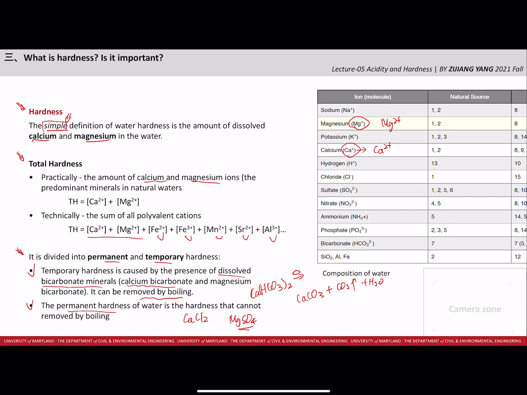So far, do you guys have any questions? Yes? I'm confused. How come the first equation you gave us can't be removed by boiling, and how come the second ones can? You mean this? Yeah, like why can't they be removed? Because they are more stable. We can say that the bicarbonate is relatively unstable. So when we heat this, it will be decomposed. Okay. Yes. Any more questions?